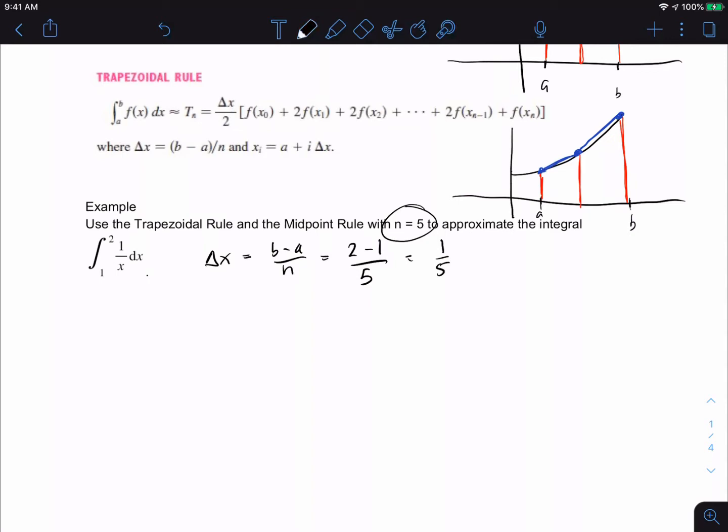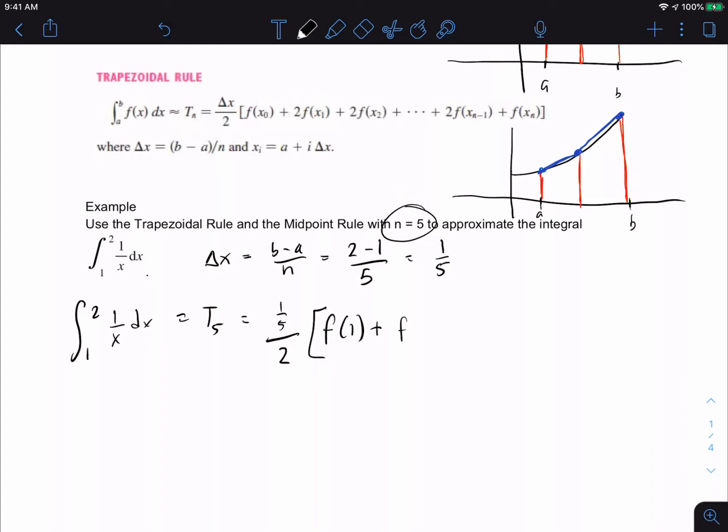Okay, so when I go to do the approximation of the integral from 1 to 2 of 1 over x dx, and I'm going to do it for a trapezoid with an n of 5, I'm going to get 1/5 over 2, right? Because the formula tells me it's the delta x over 2 right here, correct? Then I'm going to go f of 1 because that's my left endpoint. My delta x is 1/5 or 0.2, correct?